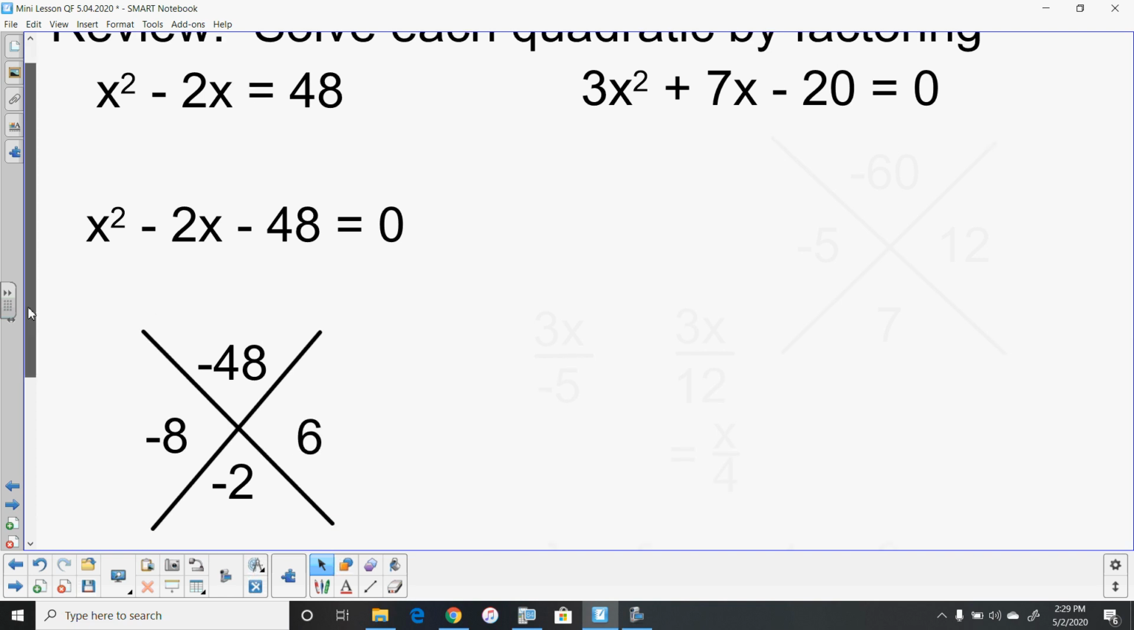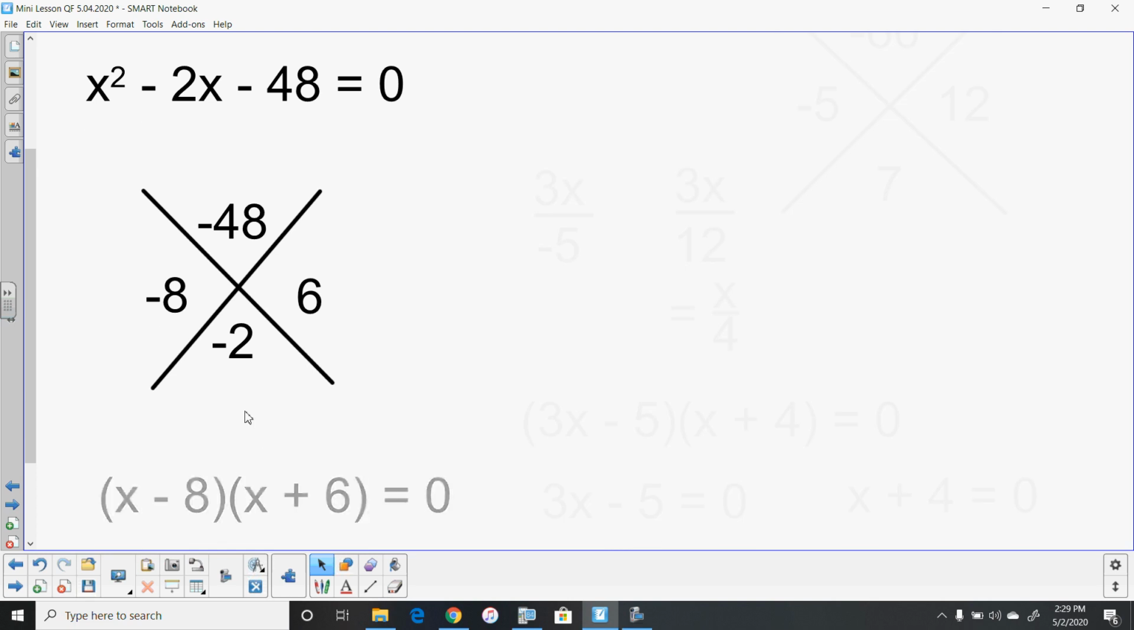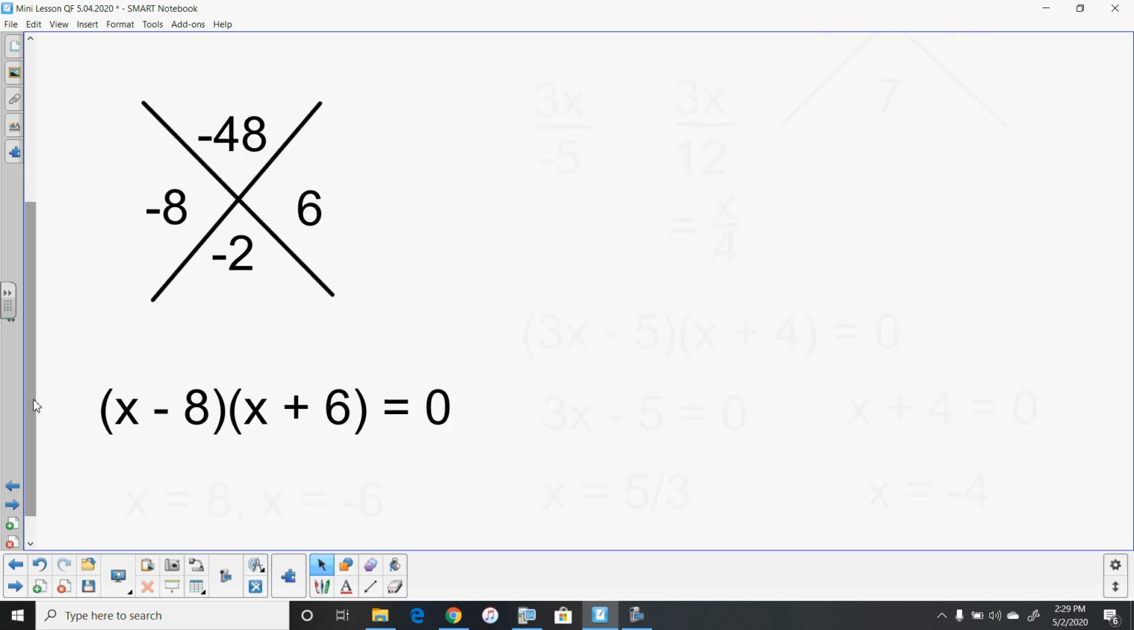Because this is a 1x squared type of problem, those go right into our binomials. And I write that as x minus 8 times x plus 6 equals 0. And then that last step is the easiest one. I just set each of those equal to 0 and solve for x, and we get x equals positive 8, and we get x equals negative 6.